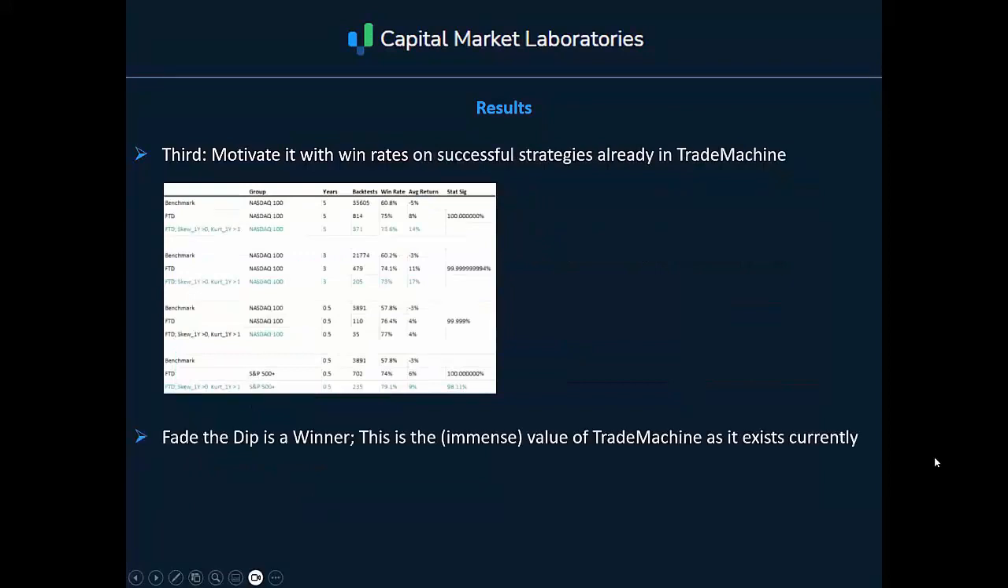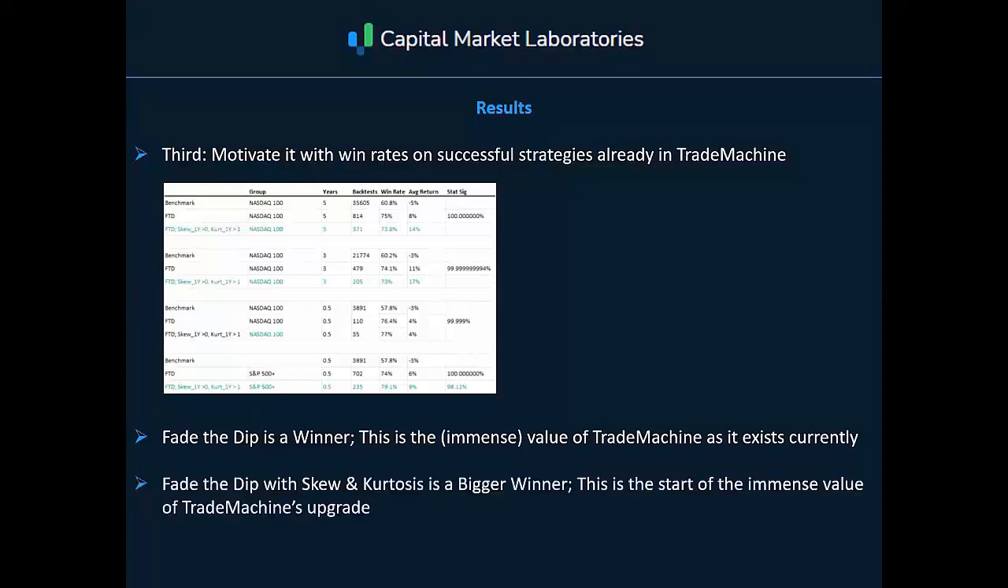Fade the dip is a winner. This is the immense value of TradeMachine as it exists currently. Current TradeMachine members, you've been getting a lot of value with this strategy. But fade the dip with skew and kurtosis is a bigger winner. And this is the start of the immense value of TradeMachine's upgrade. Just the start. We've just begun.